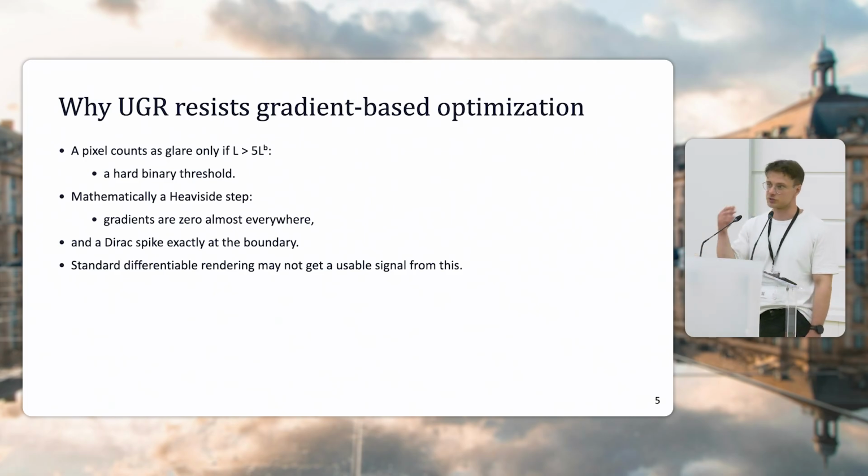So why can't we just plug this into a differentiable renderer and use it? The problem is that a pixel only counts as a glare source if its luminance exceeds a specific threshold of the background luminance. Typically it can be 5, but we can use any number here. This creates a hard binary threshold. Mathematically, that is a step function, and its derivatives are zero everywhere apart from a spike specifically at the boundary. So differentiable renderers can struggle to use these non-existent gradients.